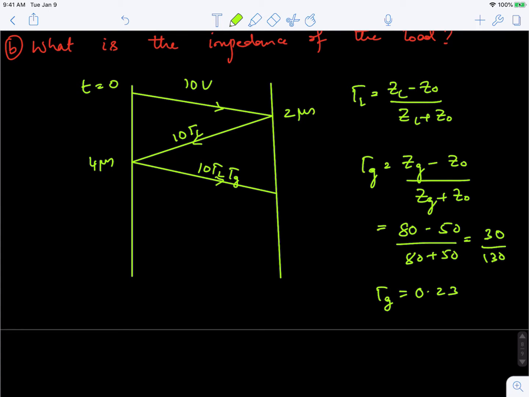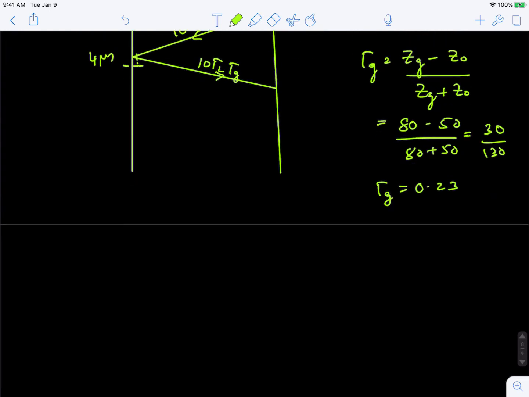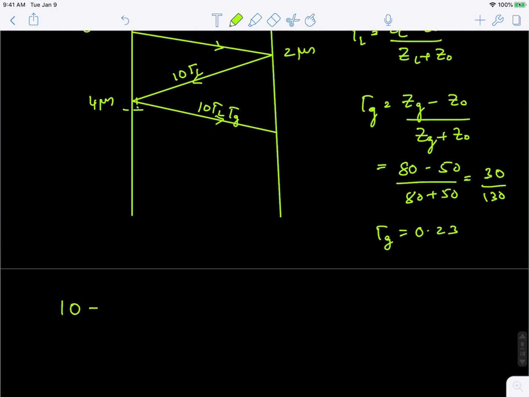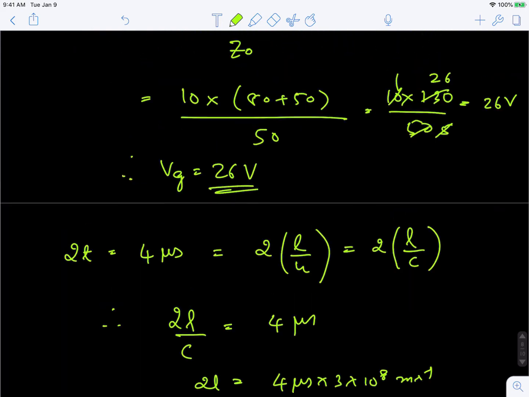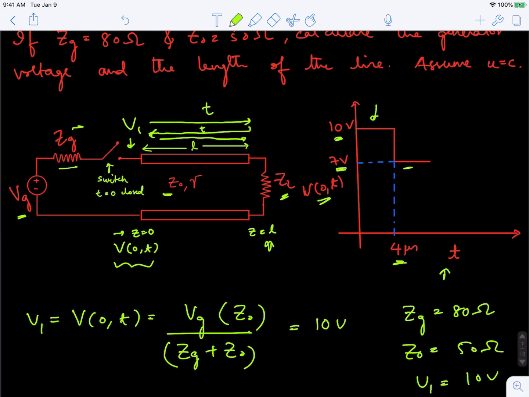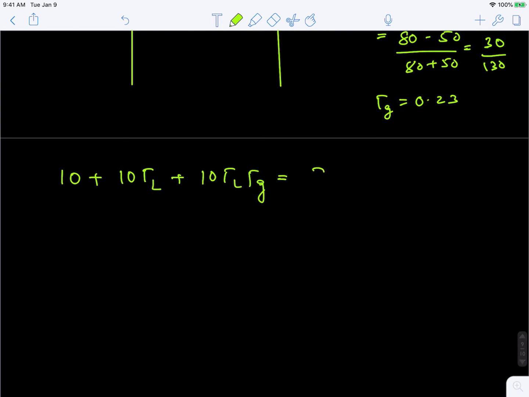Right after 4 microseconds, we know what the voltage is. The voltage is 10 volts plus 10 gamma L plus 10 gamma L gamma G, which is given in the problem statement to be equal to 7 volts on the source side. Now all we have to do is find gamma L from this. Once we know gamma L, we can find ZL. So 10 plus 10 gamma L plus 10 gamma L into 0.23 is equal to 7 volts.